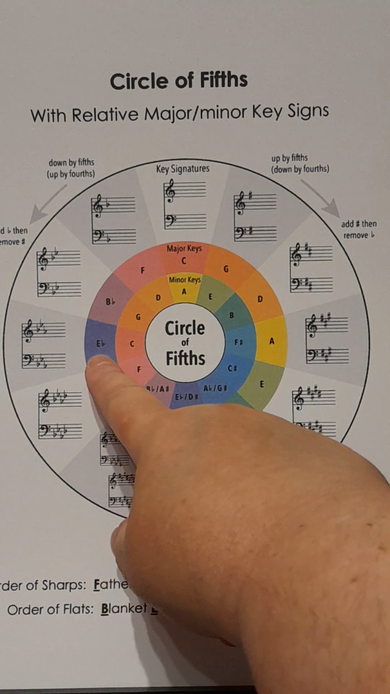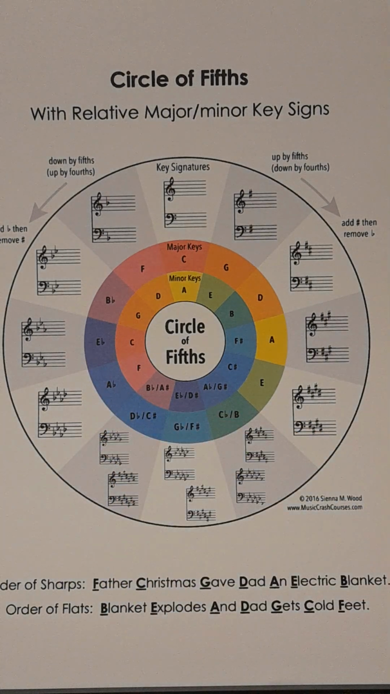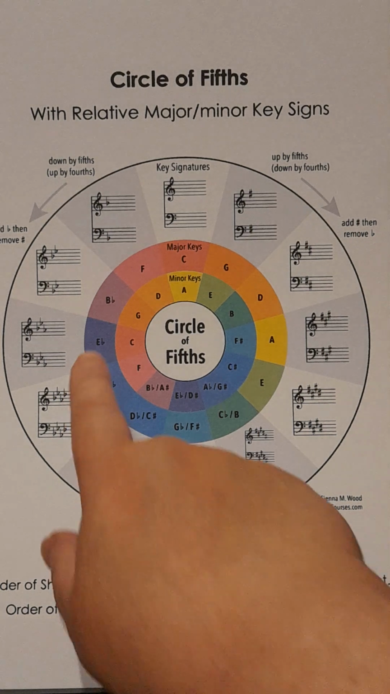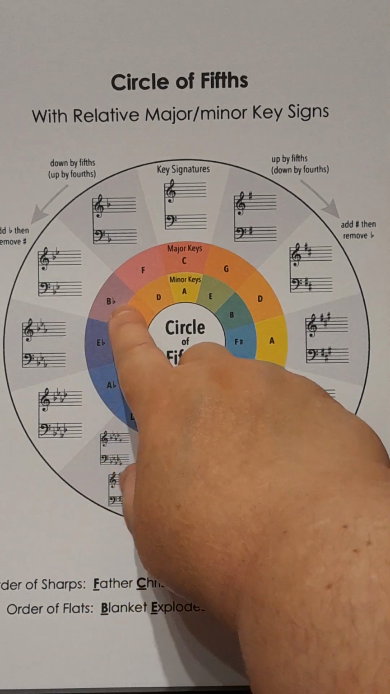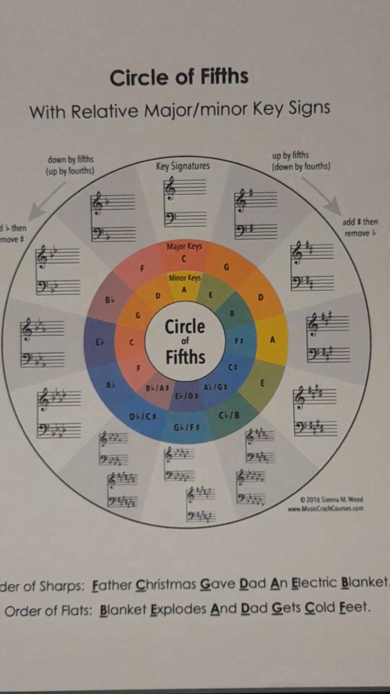E flat has 3 flats. Let's listen. E flat, F, G, A flat, B flat, C, D, E flat. E flat major has 3 flats. If we went to the 5th note of the E flat major scale, we'd get to B flat.